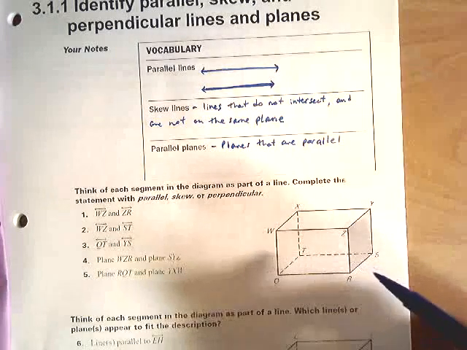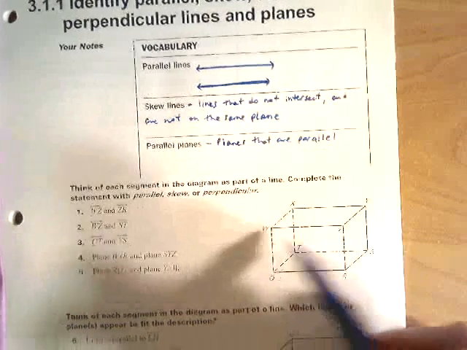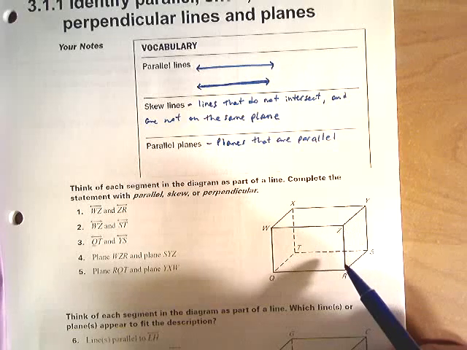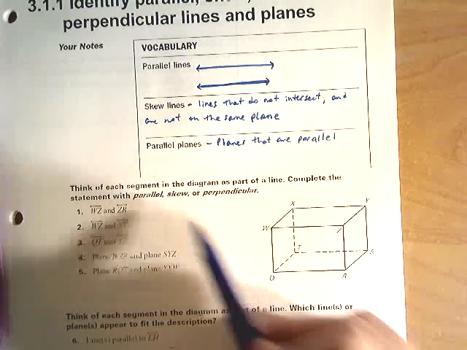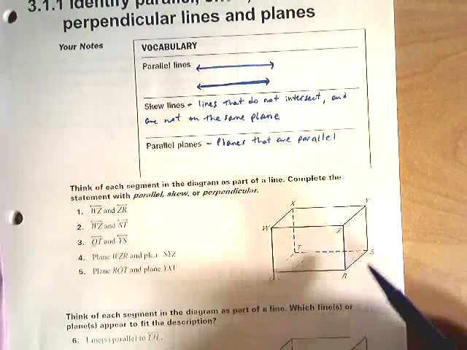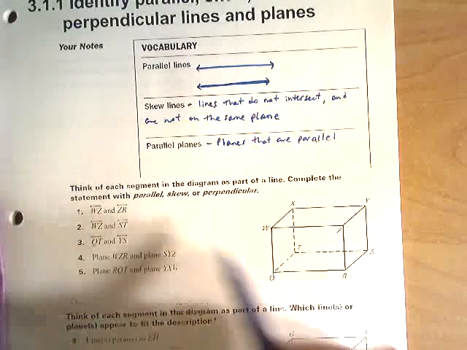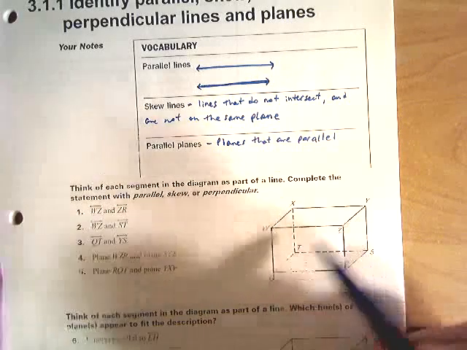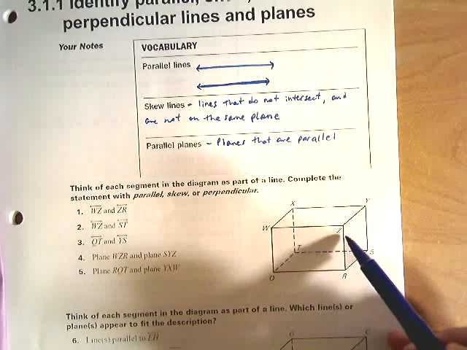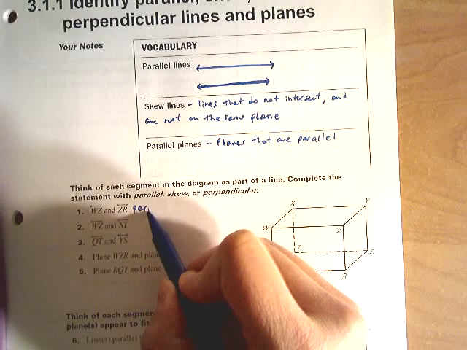Alright, so going back to this box idea, are lines WZ and ZR parallel? No. WZ and ZR, are they skew lines? Well, skew lines never cross each other and they don't exist in the same plane. These do cross each other, they intersect, and they're both part of the same plane, so they couldn't be skew lines. Are WZ and ZR perpendicular? Yes. These two lines come together to form a right angle, and so I'm going to say they are perpendicular.